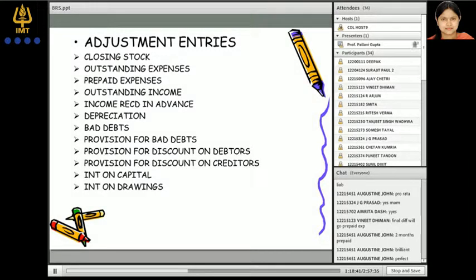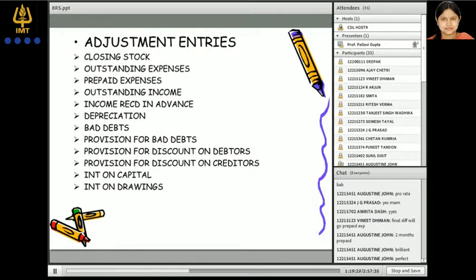The entry would be PL debit to provision for bad debts. PL debit means it will be taken as the expense in the profit and loss account. To provision for bad debts means it will be reduced from the debtors in the balance sheet. Similarly, this is the provision for bad debts.